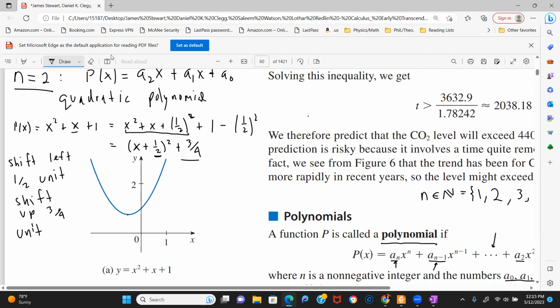So in other words, this point right here, the x squared function started at this point and it moved over half a unit and then up 3/4 of a unit to here, and then it opens up. So as long as you know the graph of x squared, you can get the graph of any other quadratic polynomial by completing the square.